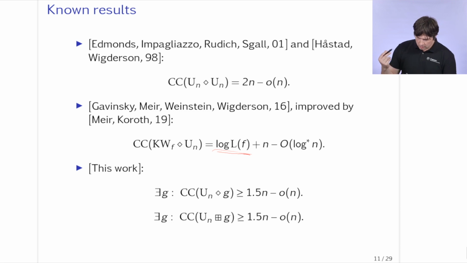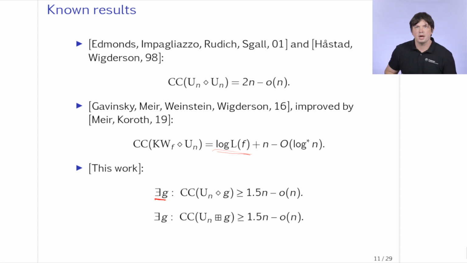So what we are proposing in this work is that there exists a function g such that the flipped version, where we're composing universal relation with g, either in the block way, the traditional one, or in this Karchmer-Wigderson-style composition that we are proposing, both require 1.5n, so better than just the universal relation on its own.